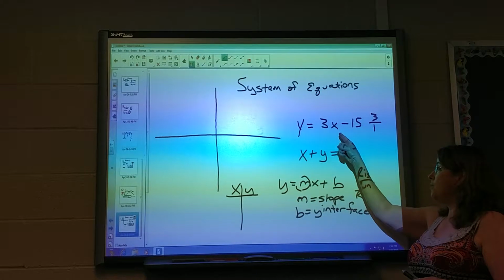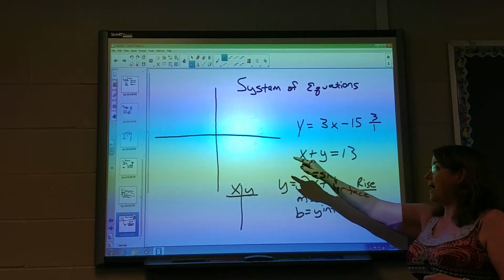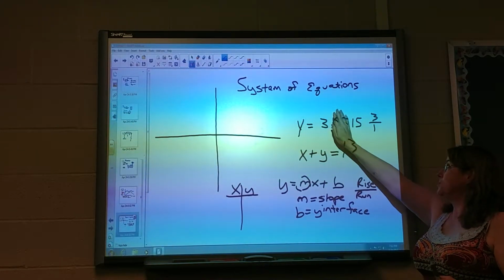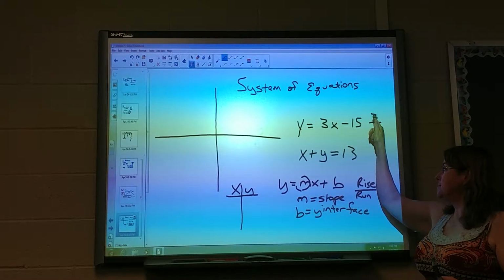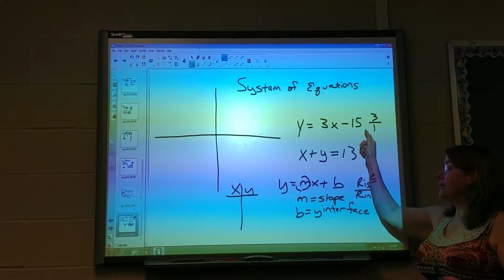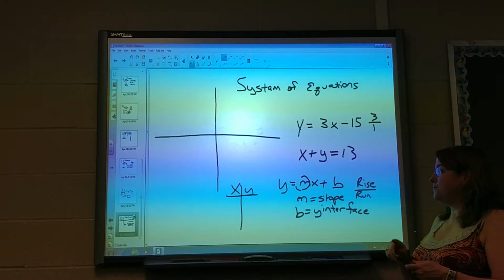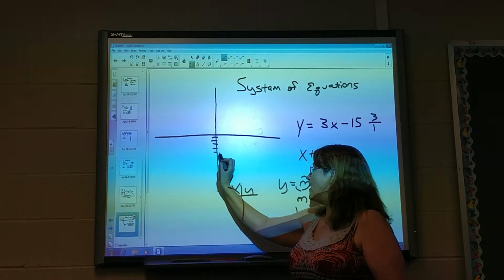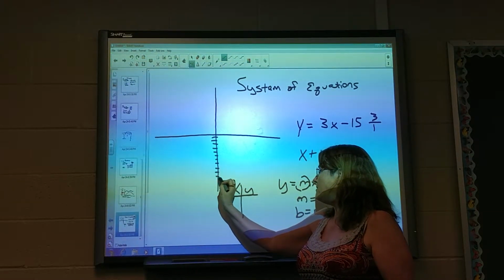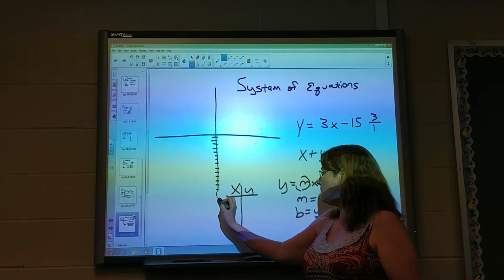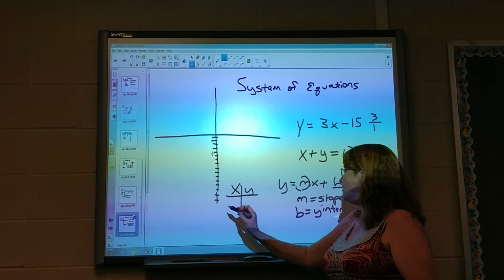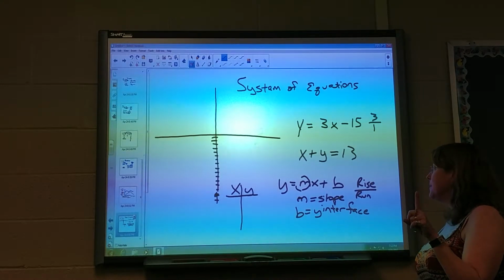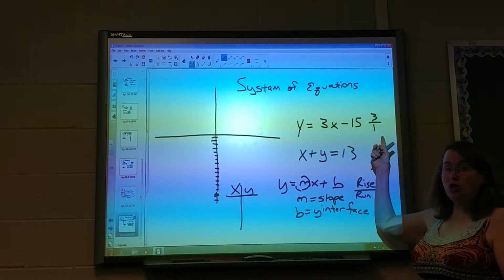If I put a 0 in for x, so I'm at the 0 point on my grid, right in the middle, 3 times 0 is 0, that takes that away. This, which is the b, is where it lands on my y. This says minus 15. So I would count 1, 2, 3, 4, 5, 6, 7, 8, 9, 10, 11, 12, 13, 14, 15. So there's my 15. That's my first point.